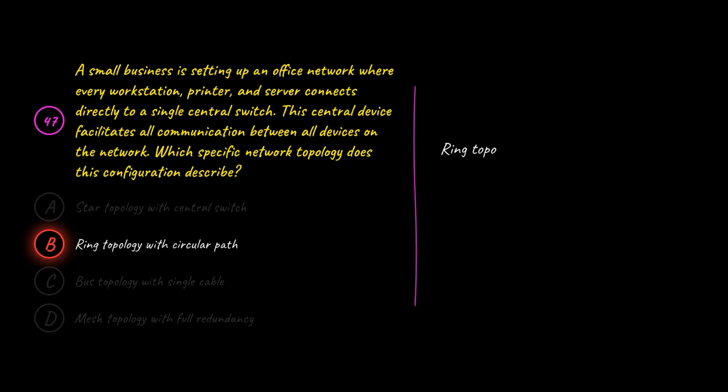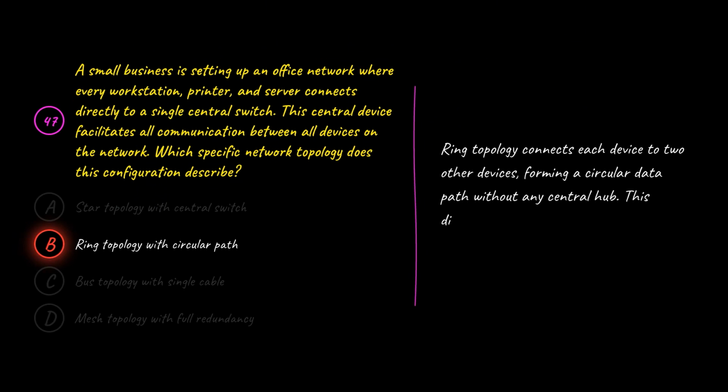B is wrong because ring topology connects each device to two other devices, forming a circular data path without any central hub. This differs significantly from the centralized star arrangement described in the office networking scenario here.